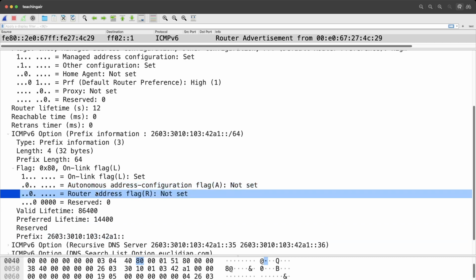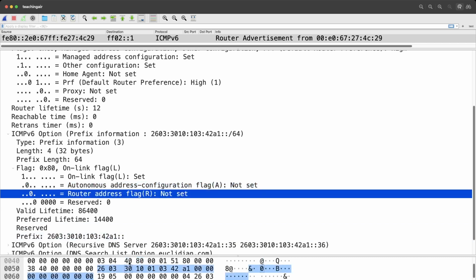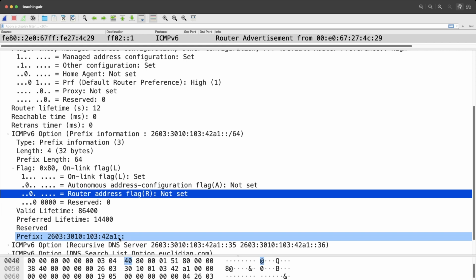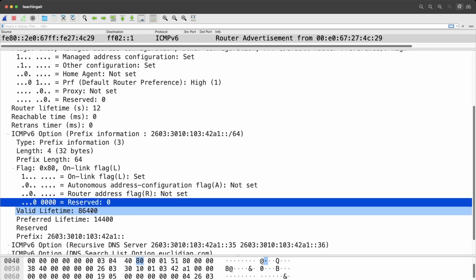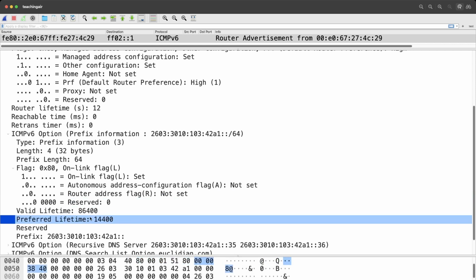This is cleared here. I'm not doing mobile IP here. And you see then just the remaining 64 bits are all 0. Okay, then we have some reserved bits here. And then these lifetimes. So if I pick an address from this prefix, how long is this address good for? How long should I use this address?